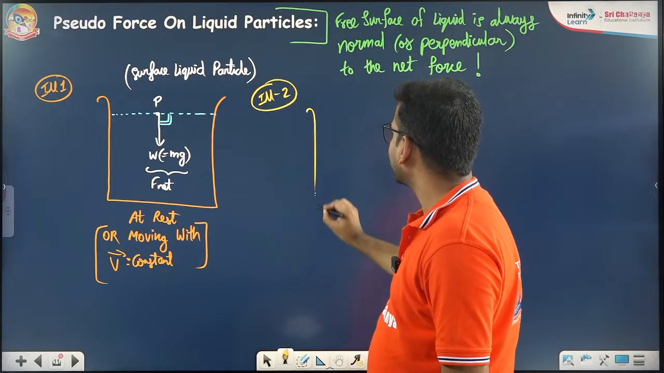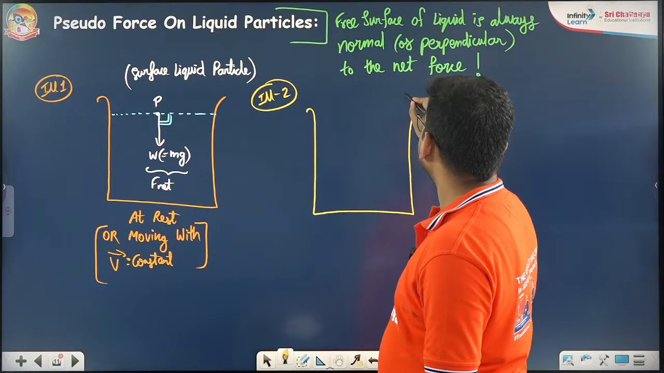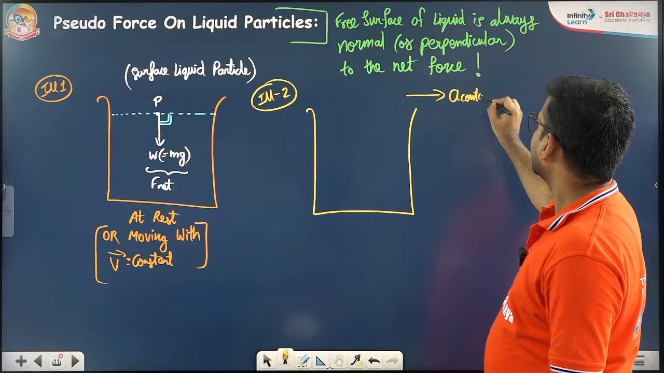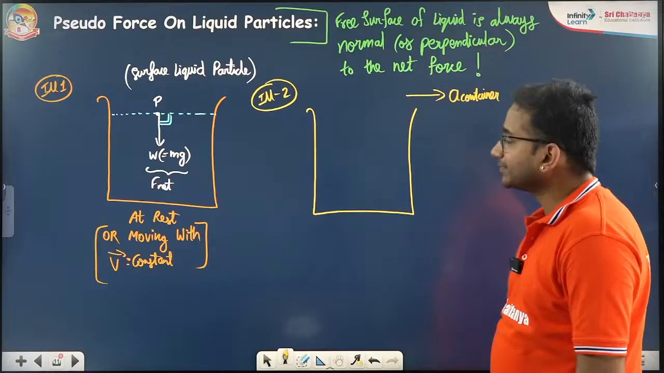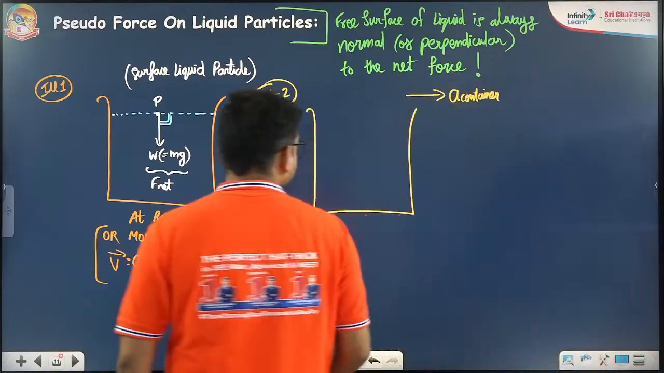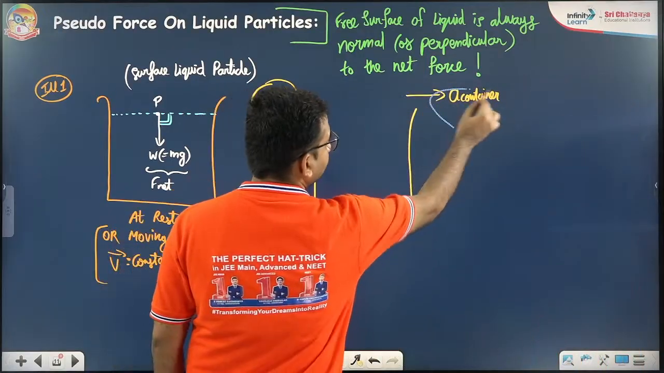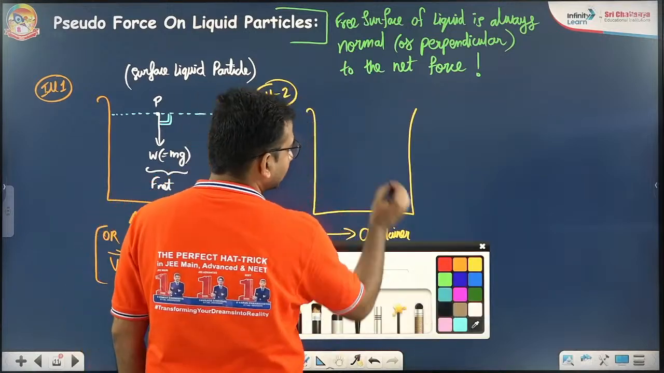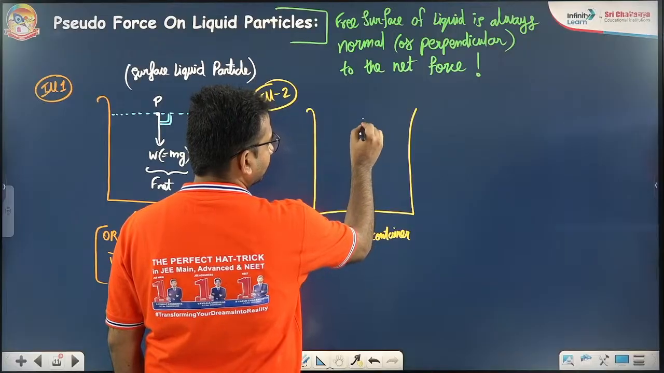In this illustration, I am saying that the container is accelerated in the forward direction. Acceleration of the container is like this. This is given to you. Now consider a surface liquid particle P here.